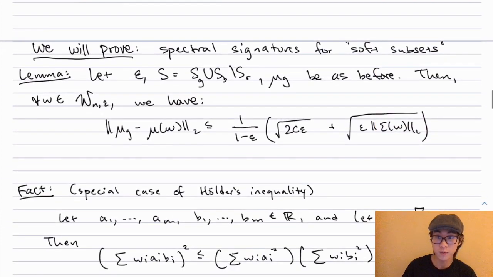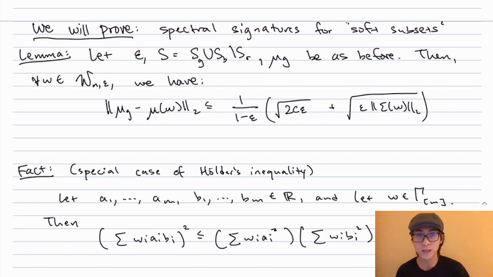Now with this terminology, we can state the more general thing that we're going to prove. In particular, what we're going to prove is essentially a spectral signature theorem, but for these soft subsets. So any set of weights within this set script W.